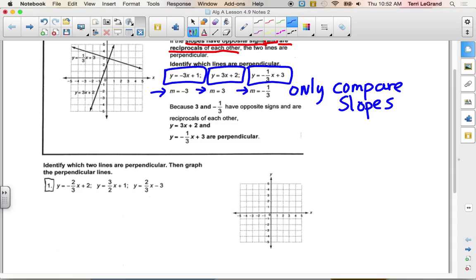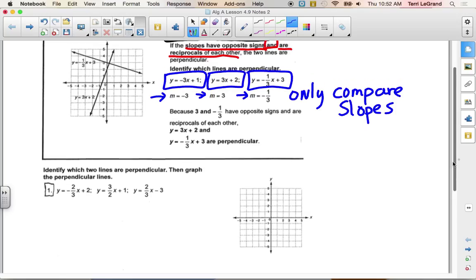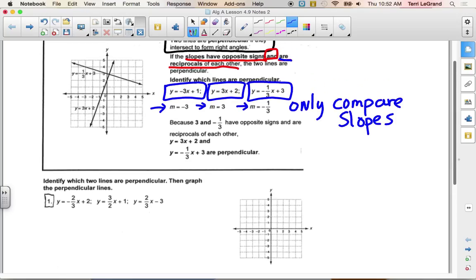You have to be able to say, oh, the rules were that the slopes have to have opposite signs. One has to be positive, the other has to be negative, and they have to be reciprocals of each other. So, here we have this -3 and a +3. Well, they're opposite signs, aren't they? -3, +3, those are opposite signs. So right now they would pass the test. But remember, we put a box around that word and we said, and are reciprocals of each other.